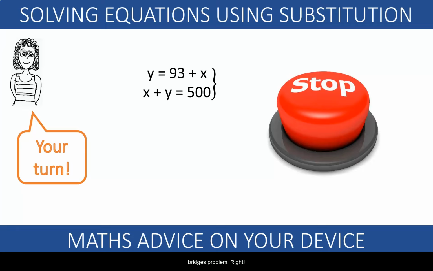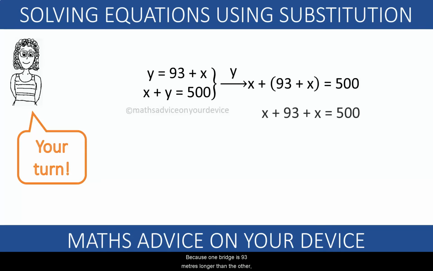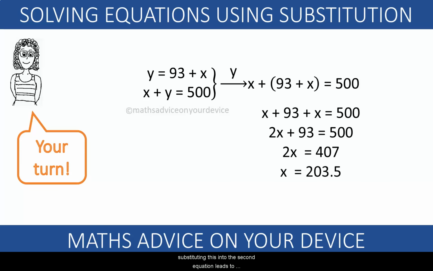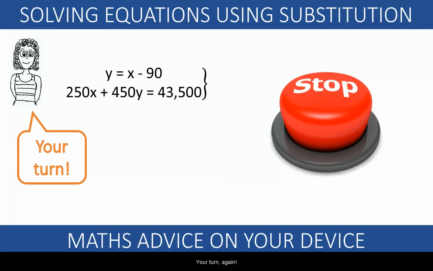Right, because one bridge is 93 meters longer than the other, substituting this into the second equation leads to 2x equals 407. So dividing by 2, x equals 203.5. Y is 93 meters longer, so y is 296.5 meters long. Your turn again. Use substitution to solve the flight problem.